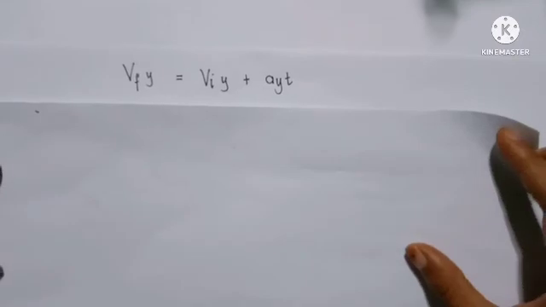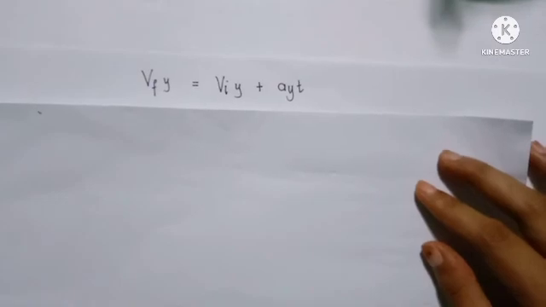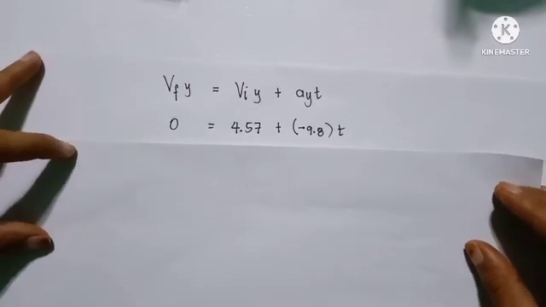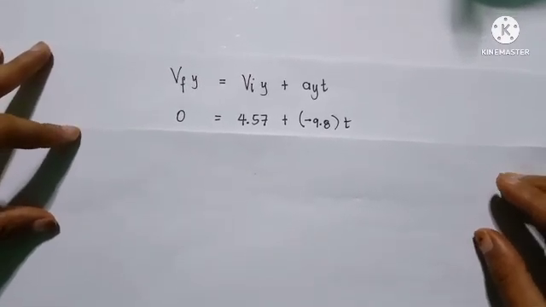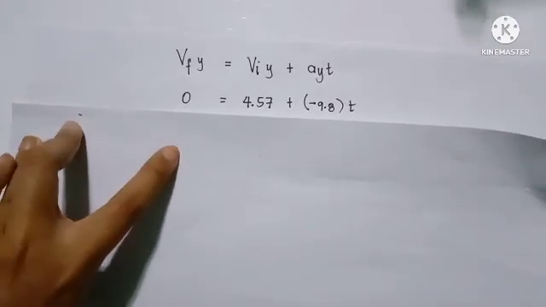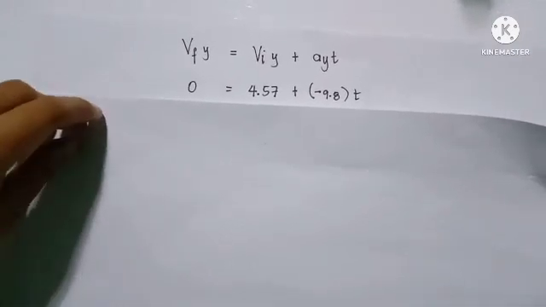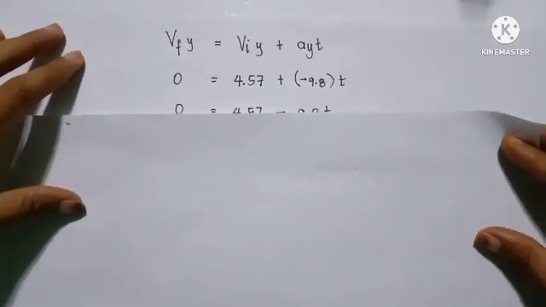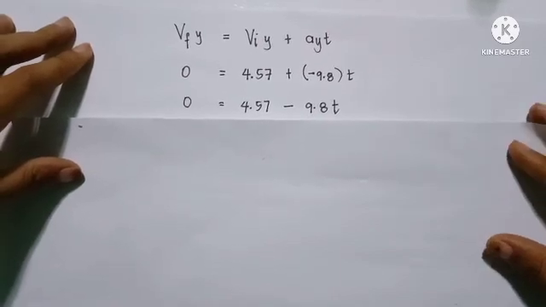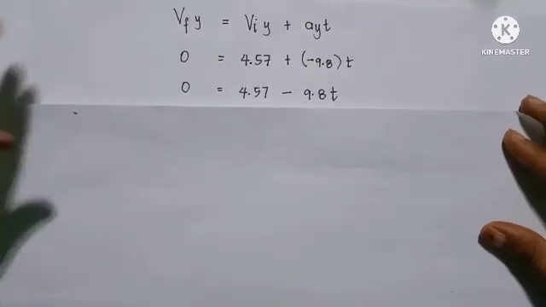To get the value for time, we will use this formula. Final velocity y is equal to initial velocity y plus acceleration y times time. So the value for final velocity y is equal to 0, so substitute the value of initial velocity y, which is 4.57, plus the value of acceleration, which is negative 9.8, times time, or t. So copy 0 is equal to 4.57, and then negative 9.8 times t.